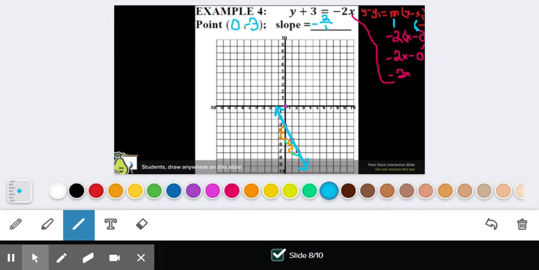So there you have all 4 examples for our 7.2 notes, which is taking an equation in point slope form and putting it on a graph. And the trick is to find your slope, to find your point, then graph it, and then use your slope to find the next couple of points. Good luck.